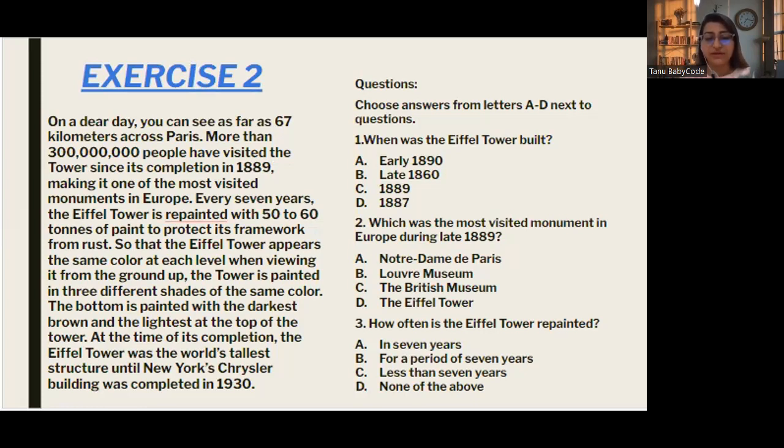As I start reading my paragraph, I can say that more than 3 crore people have visited the tower since its completion in 1889. So that means the Eiffel Tower was completed in 1889, which was the most visited monument. You can see here, making it one of the most visited monuments in Europe. So we are talking about the Eiffel Tower, right? So we got the second one also.